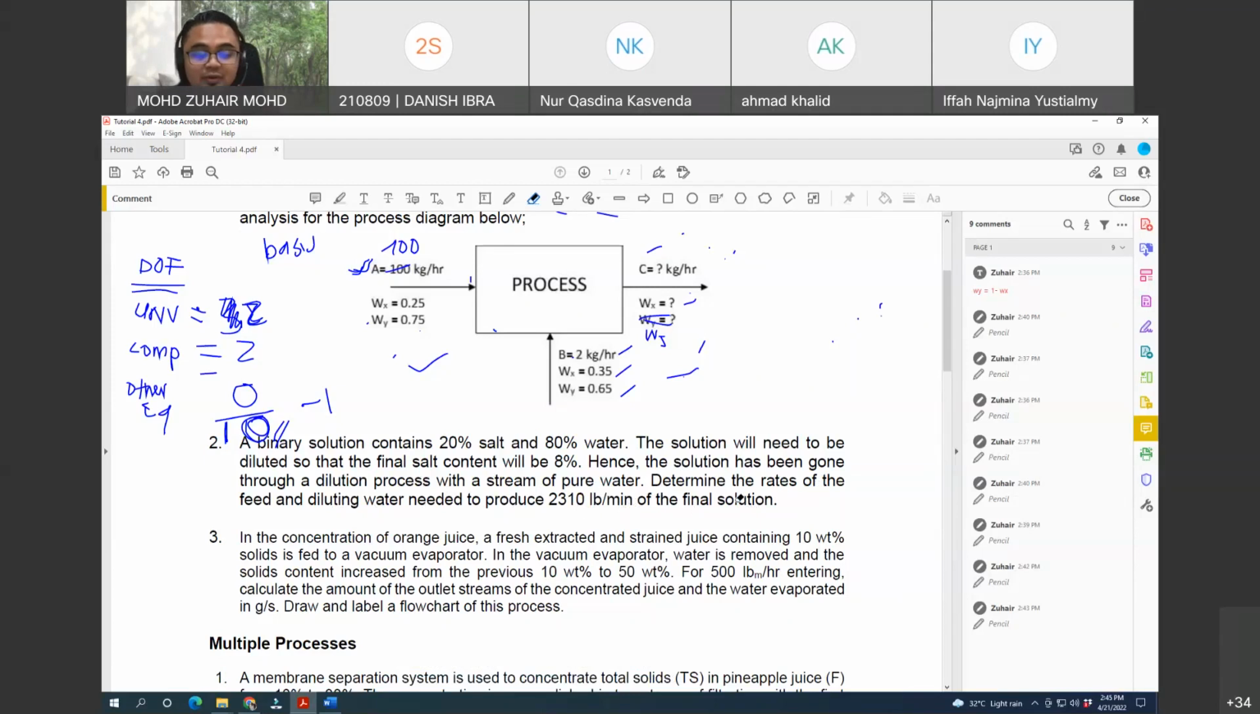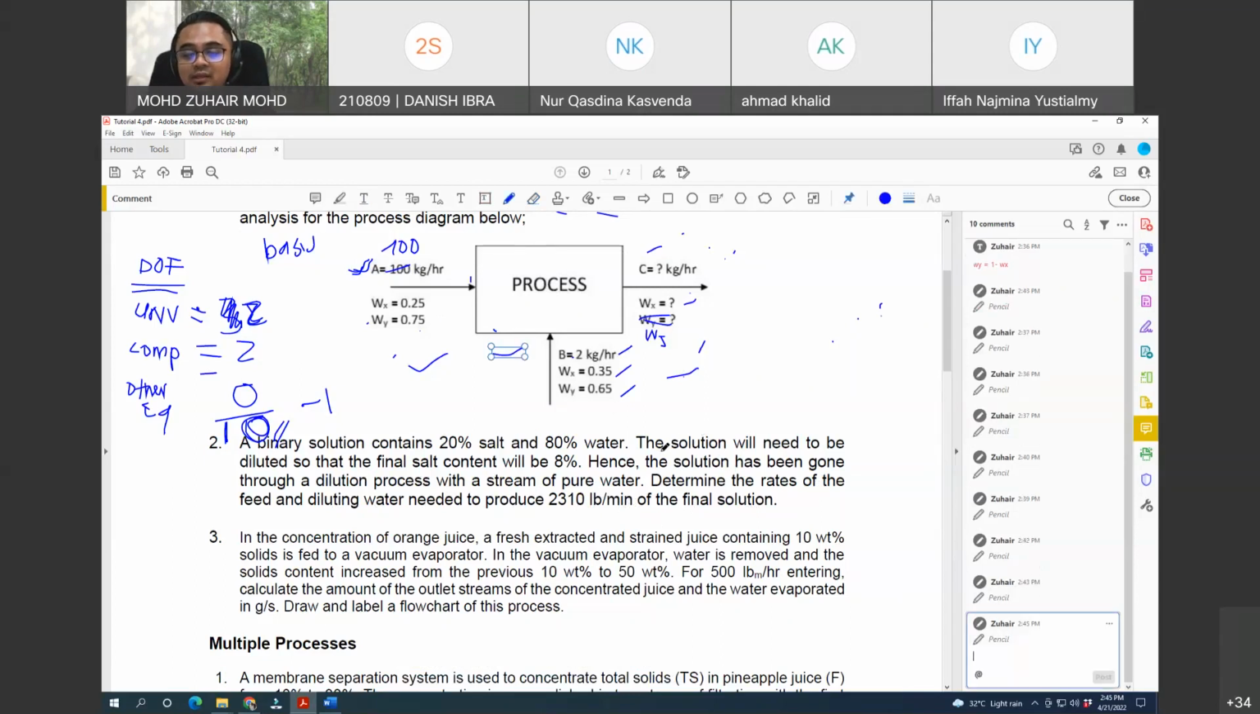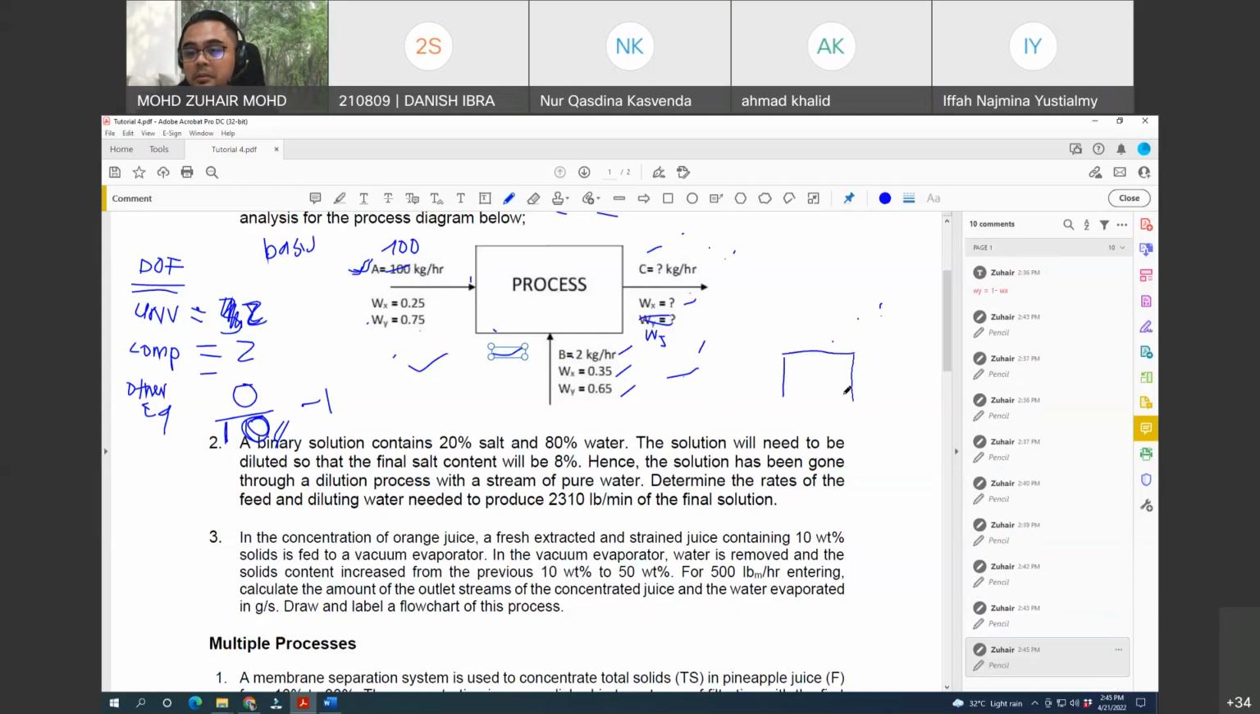Okay, so the first thing you need to do now is to draw a process block diagram like this one, so that you can get the whole idea about how many processes there are, what goes in, what goes out, and so on. For this one, the first thing you need to draw is the box. Okay, so this is a dilution process.